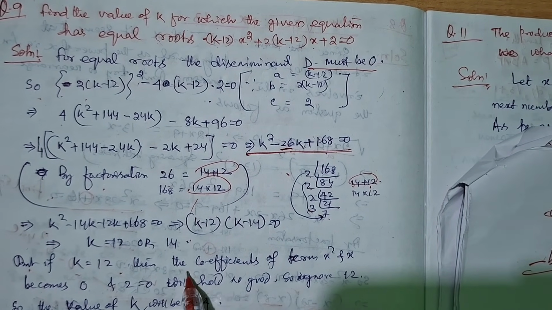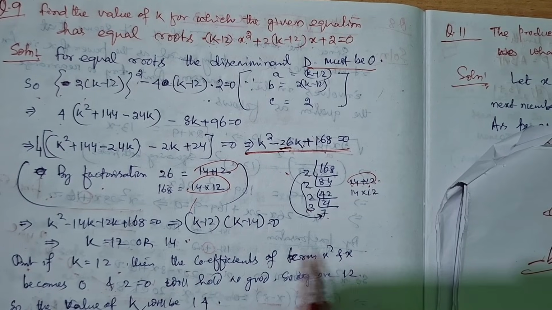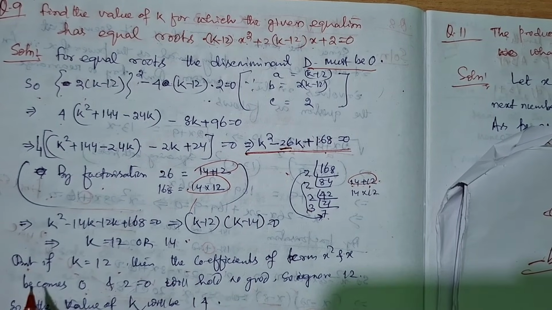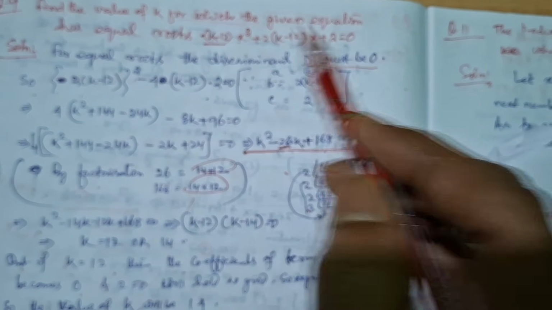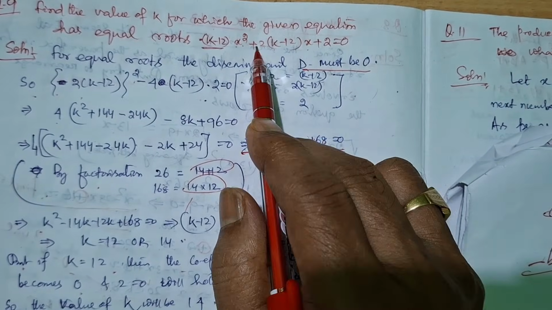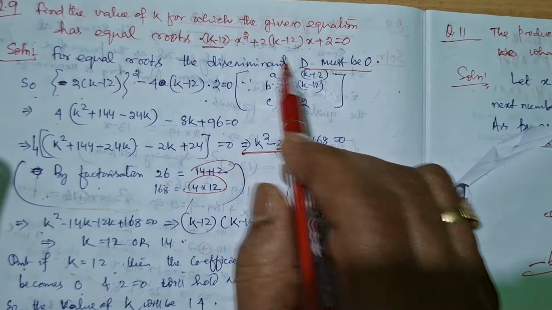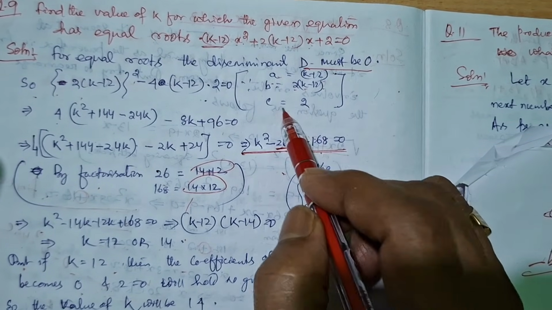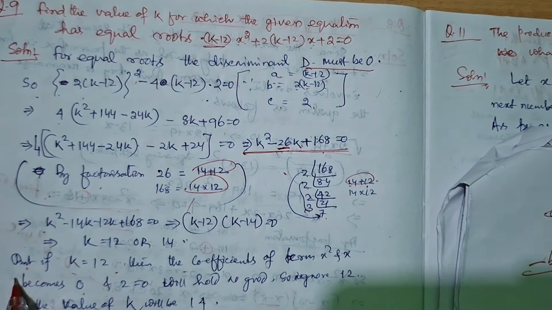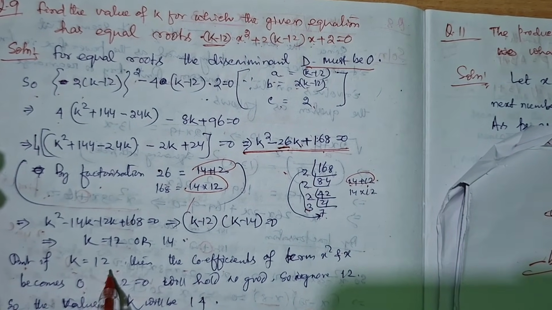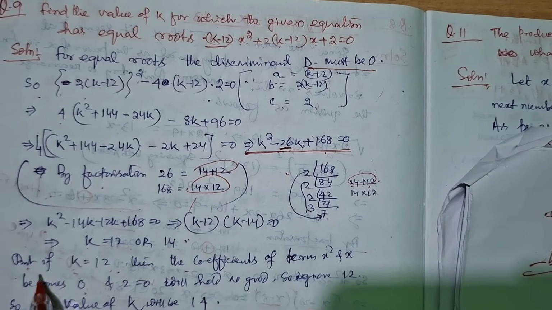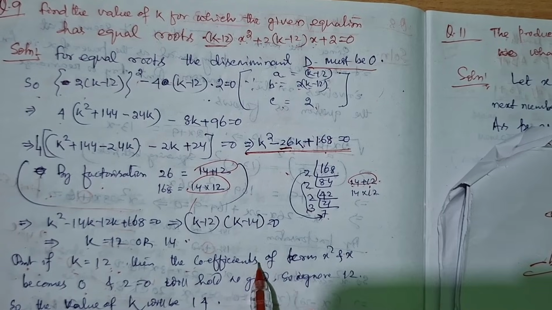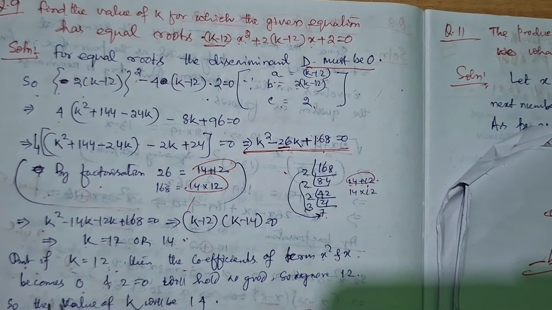But if k is 12, then the coefficient of the terms x square and x becomes 0. Now a is equal to k minus 12, b is equal to 2k minus 12, because it is the coefficient of x, and c is equal to 2. So k is equal to 12 or 14. But if k is equal to 12, then the coefficient of the terms x square and x becomes 0.